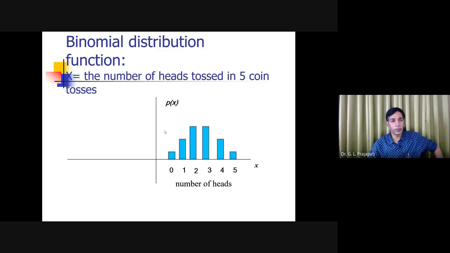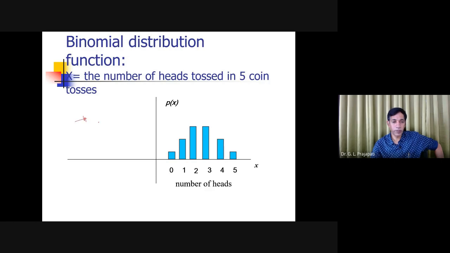Now this is the binomial distribution function, the number of heads in tosses of 5 coins. You are tossing a coin 5 times, and counting the number of times head appears. 0 times head appears means all tails. Then 1 time head appears, then 2, and you can determine these in the same way.